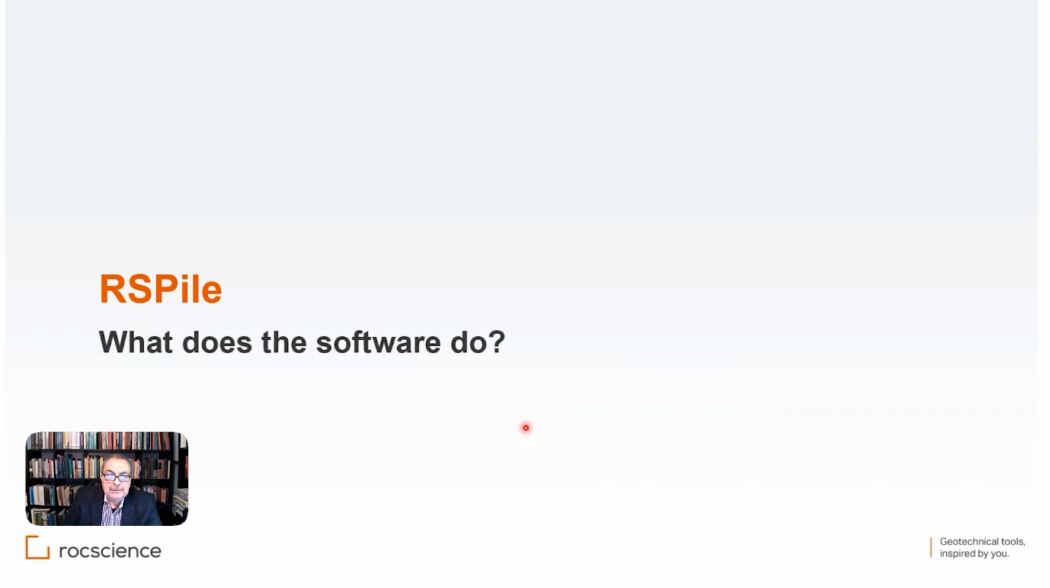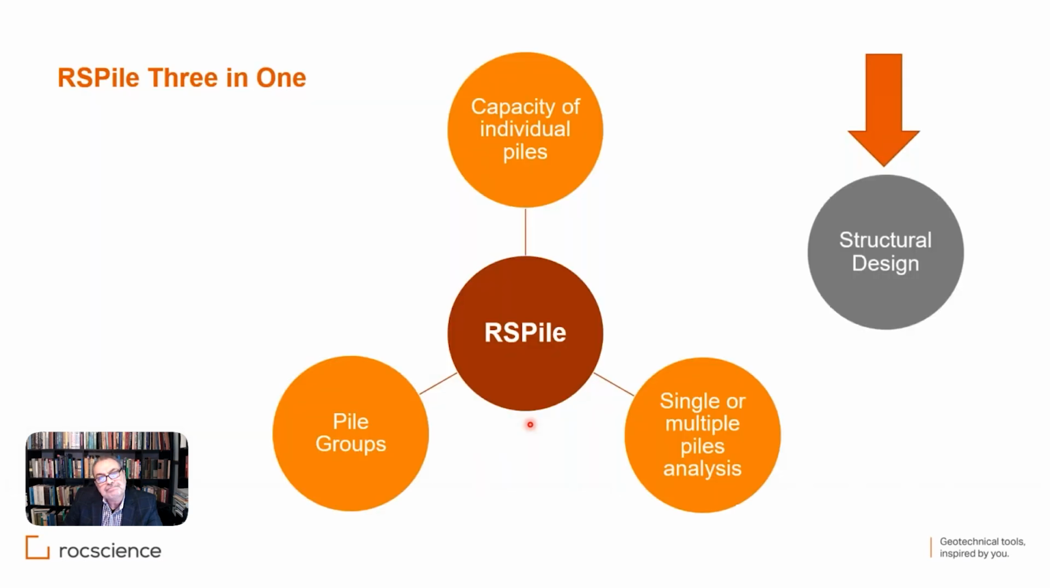Let's start our subjects. So we will see first what RSPile does. What does the software do? The software, as previously mentioned in the previous webinars, is made of 3 major modes: the capacity calculations for individual piles, single or multiple piles analysis, and pile groups. And we added a 4th mode, which is for structural design. Today we're talking about this one.